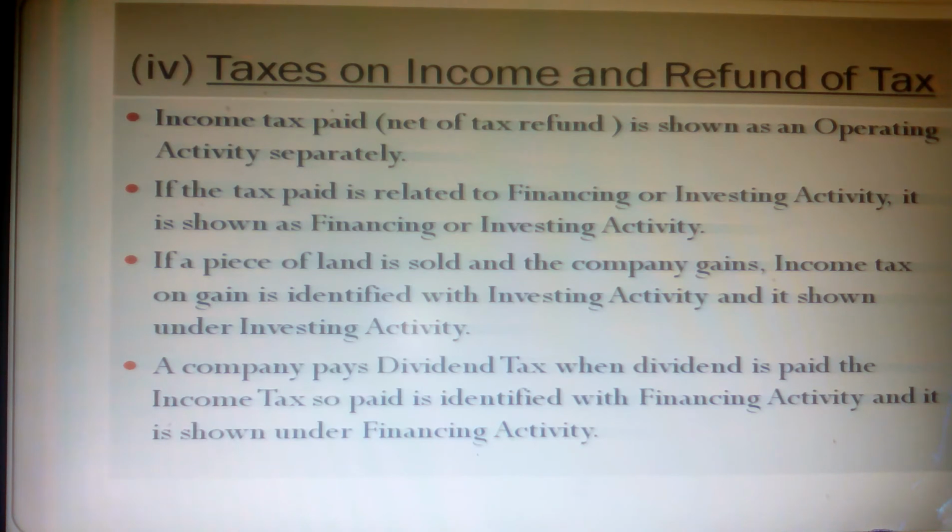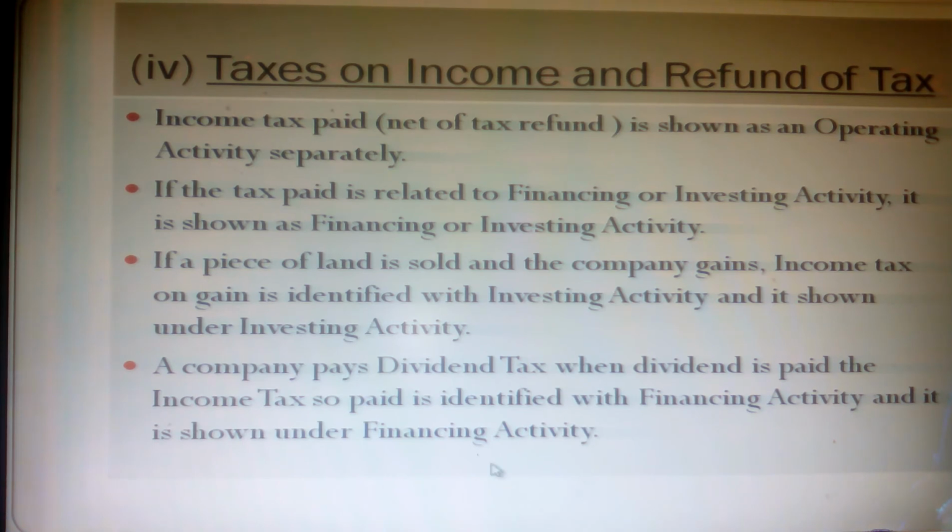Then fourth one. Taxes on income and refund of tax. That is very important one. As income tax paid, the tax refund is shown as an operating activity separately. Correct. If the tax paid is related to financing or investing activity, it is shown as a financing or investing activity. Okay. Depends. The tax is paid based upon financing, you want to show in finance activity. Or investing activity, you want to show in investing activity. So for example, if a piece of land is sold, the company gains. Correct. So income tax on gain is identified with investing activity. Correct. It is coming under investing activity.